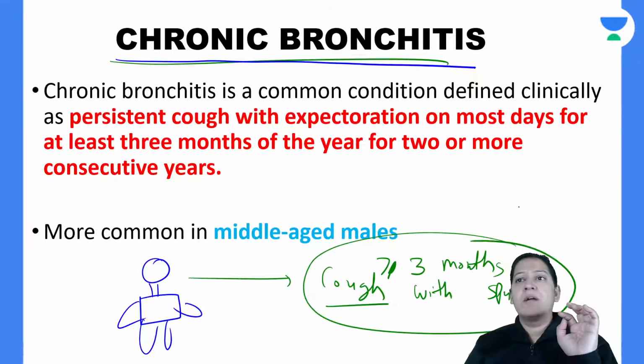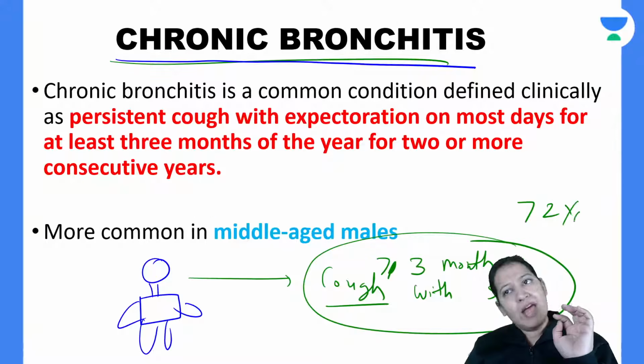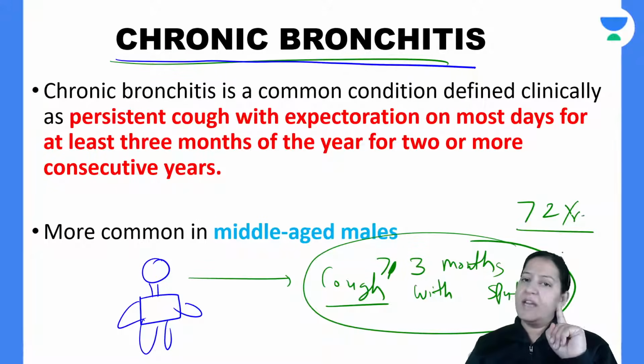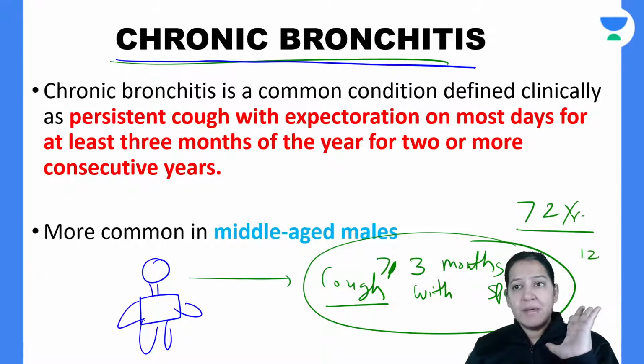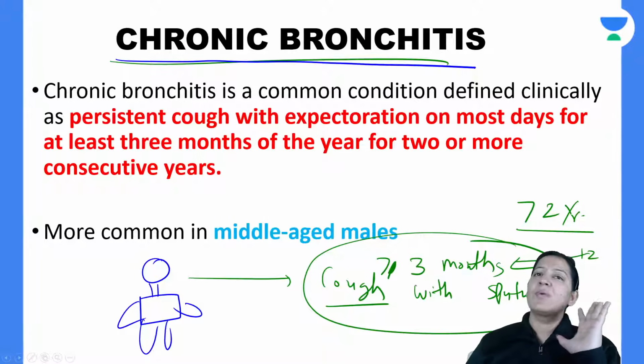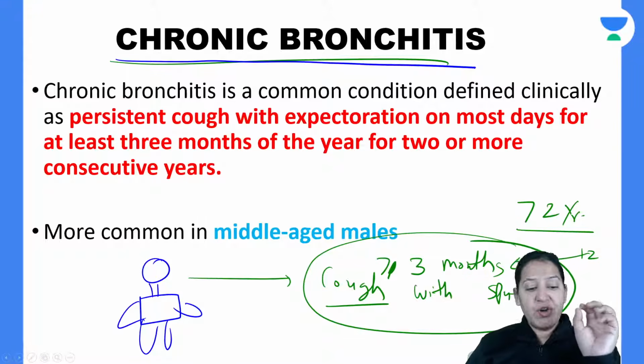So every year for the last 2 years or more than 2 years, every year, in a year 12 months are there. Out of the 12 months, for 3 months he is having this cough. So the person is having a disease known as chronic bronchitis. So the definition of chronic bronchitis is clinical. So what is the clinical definition?